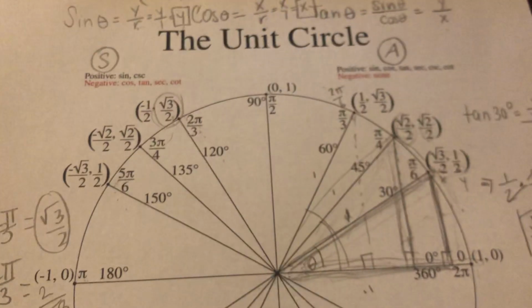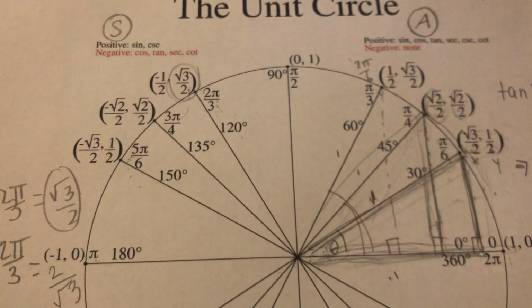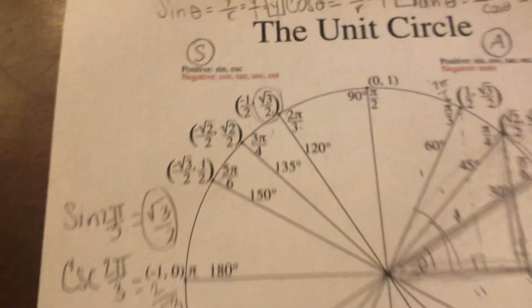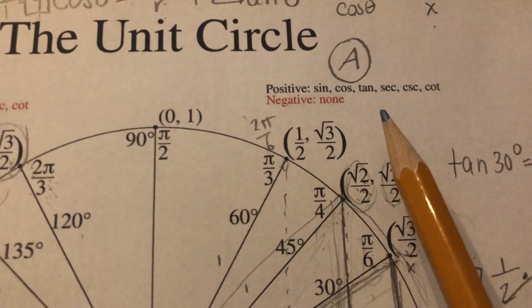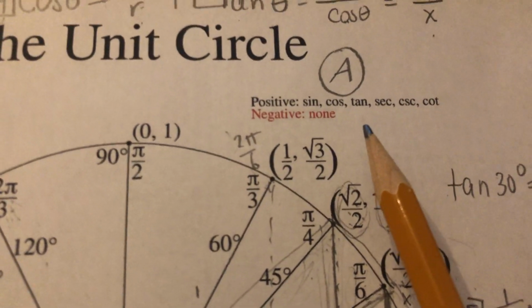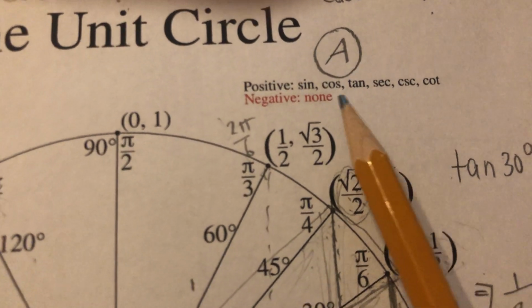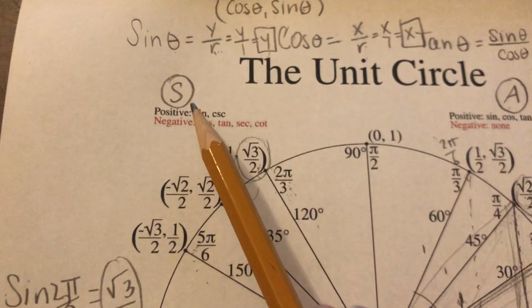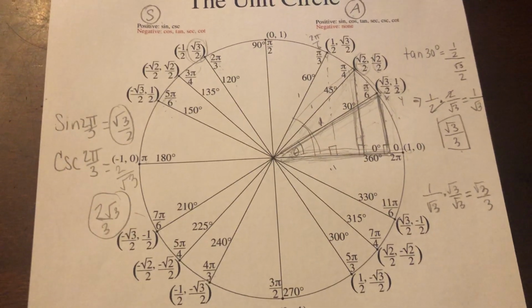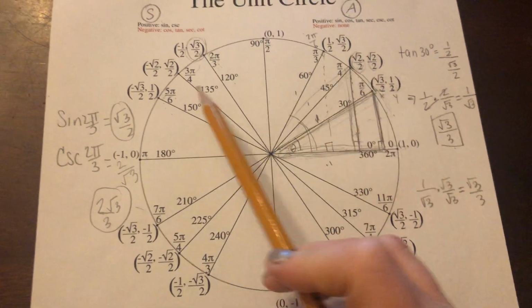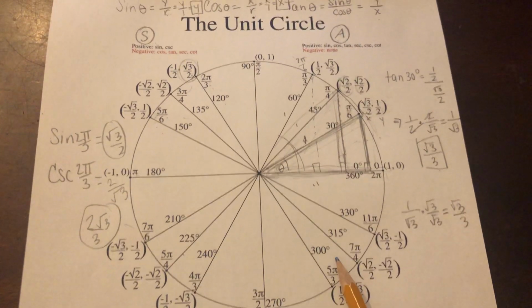Okay, what else? There's something else I wanted to tell you. Oh yeah, quadrants. Quadrants are important. So you'll see at the top here, again, I'm going to post a picture of this. It's going to be really helpful to you. I have an A, an S, a T, and a C in each quadrant: quadrant 1, quadrant 2, quadrant 3, quadrant 4.